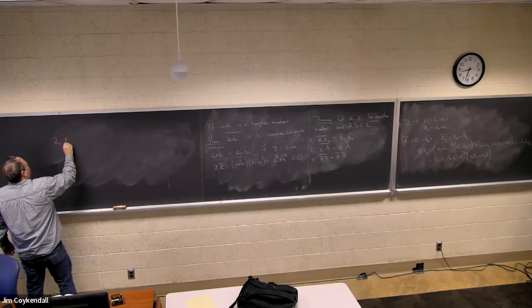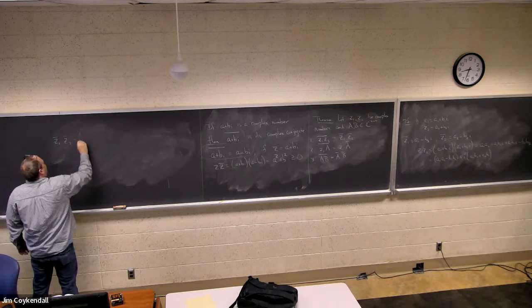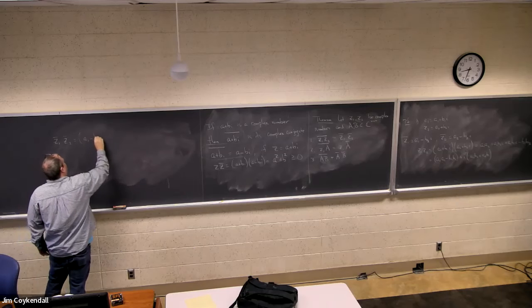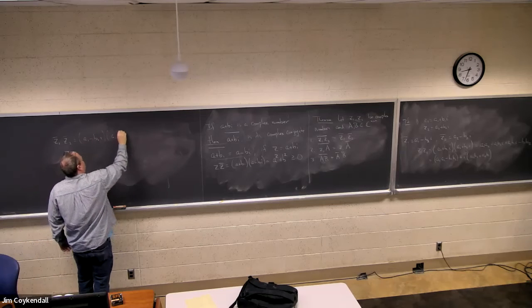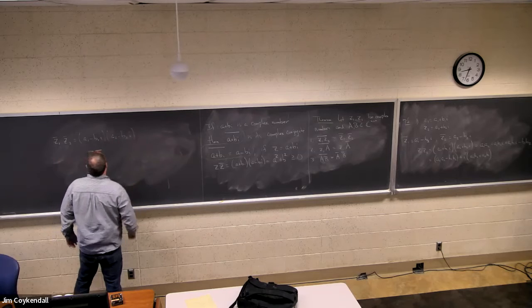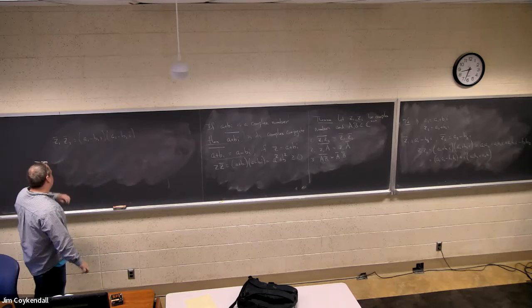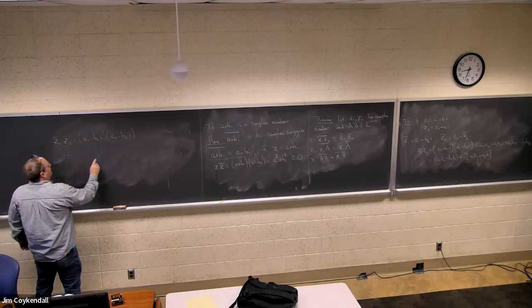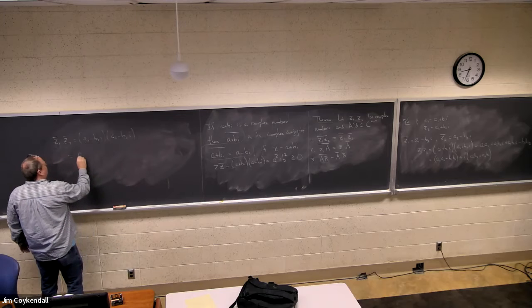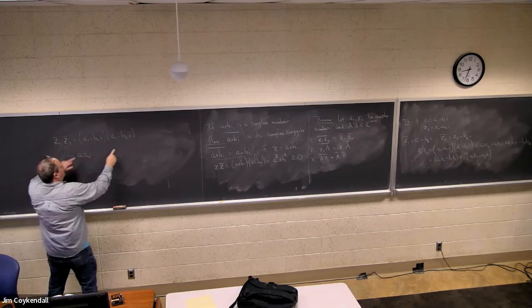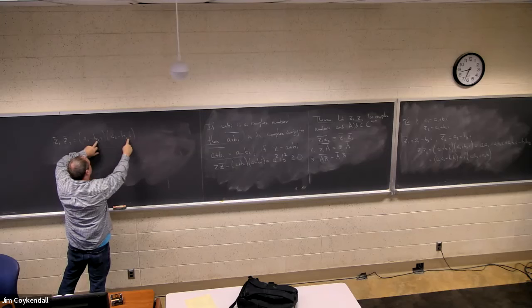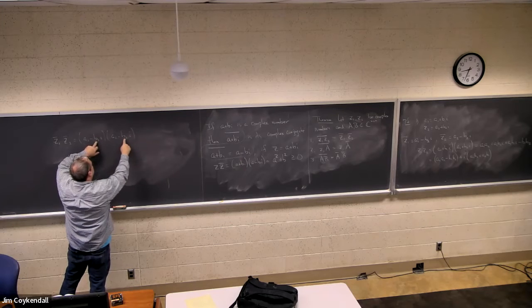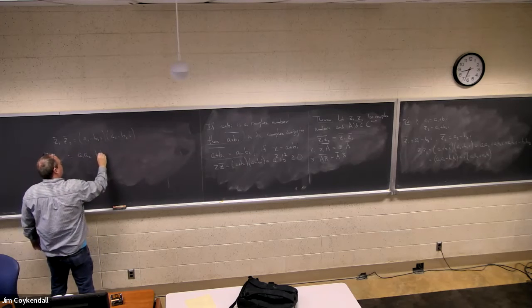Z1 bar times Z2 bar is A1 minus B1, A2 minus B2. And this product is in a similar fashion. We have 4 A1, A2. That's real. Multiply these two and it'll be real. It's going to be B1, B2 times negative 1.